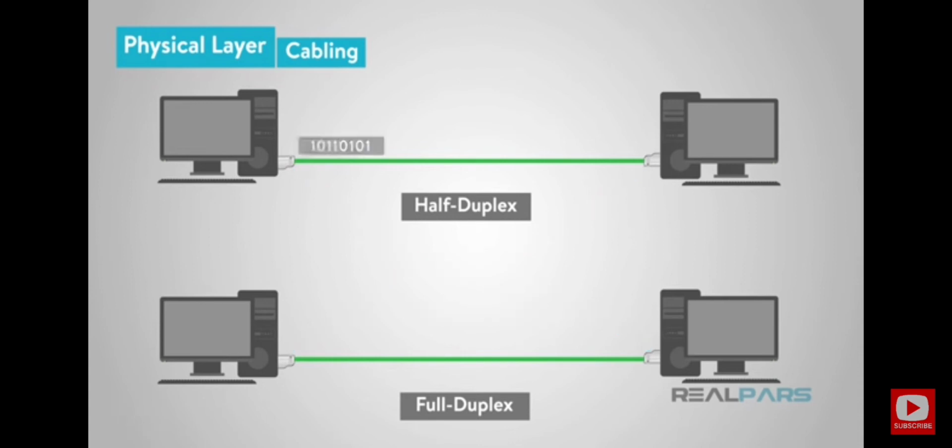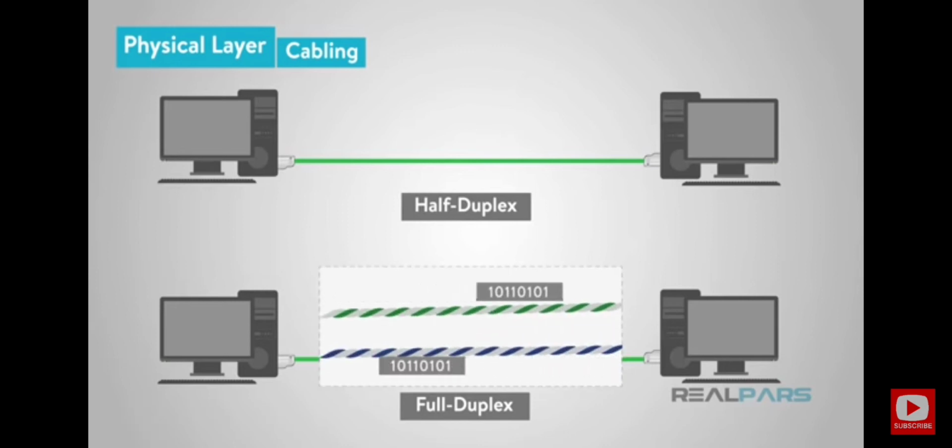Half duplex transmits data in one direction at a time, while full duplex allows data to be transmitted in both directions at the same time. Full duplex in Ethernet can be achieved by using two pairs of wires to allow data to travel both directions simultaneously.